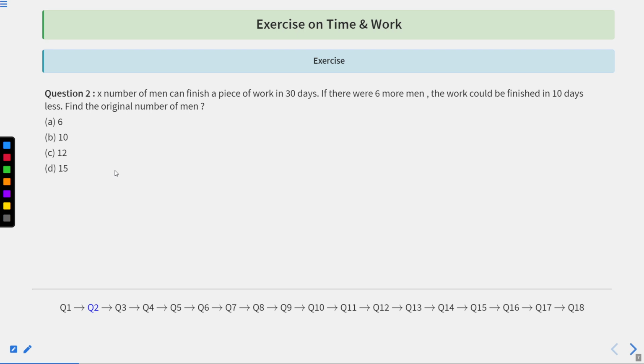Question number 2. X number of men can finish a piece of work in 30 days. If there were 6 more men, the work could be finished in 10 days less. Find the original number of men.